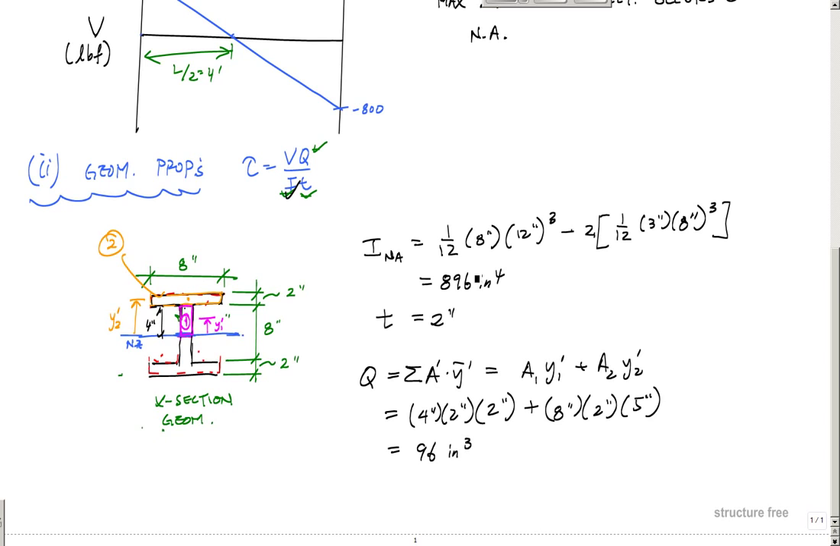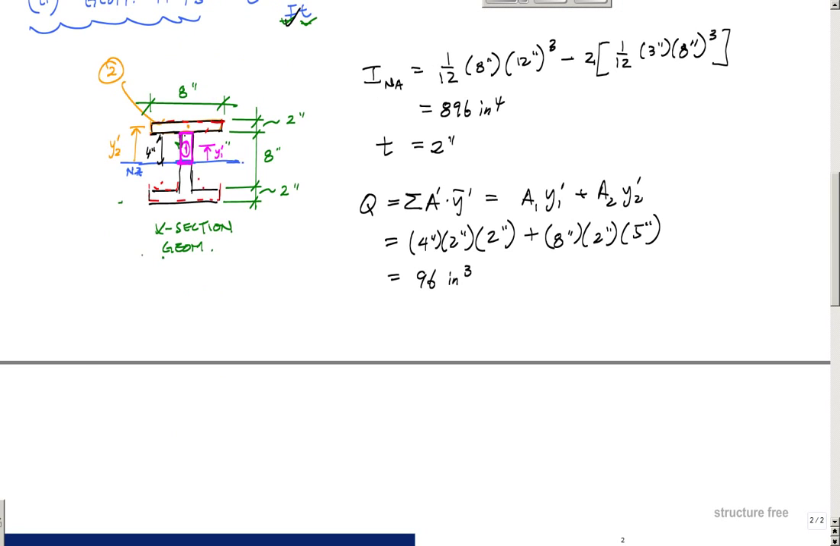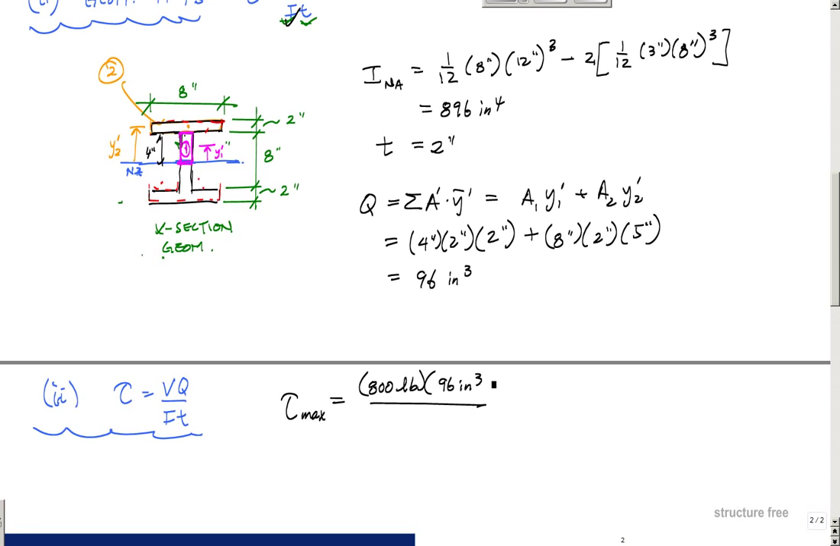Once I've got all that, everything now is just a straight up plug and chug. So this would be part 3, plug and chug. Apply tau equals VQ over IT. This tau max is equal to the shear at that location, which was 800 pounds, times Q, 96 inches cubed, over the moment of inertia, which is 896 inches to the fourth, times t, 2 inches, which is equal to, if you run this through your calculator, I got 42.86 PSI.